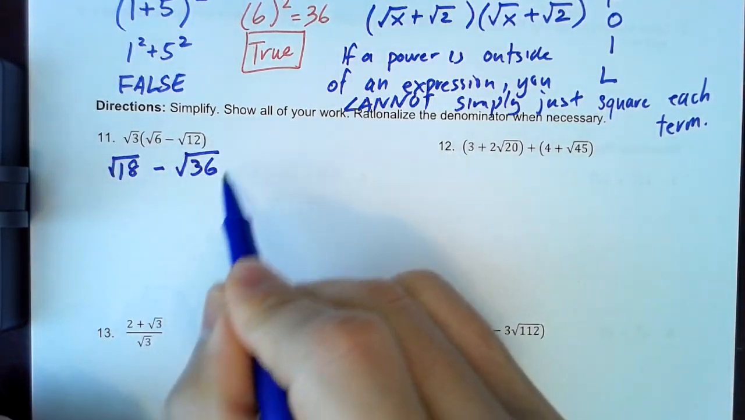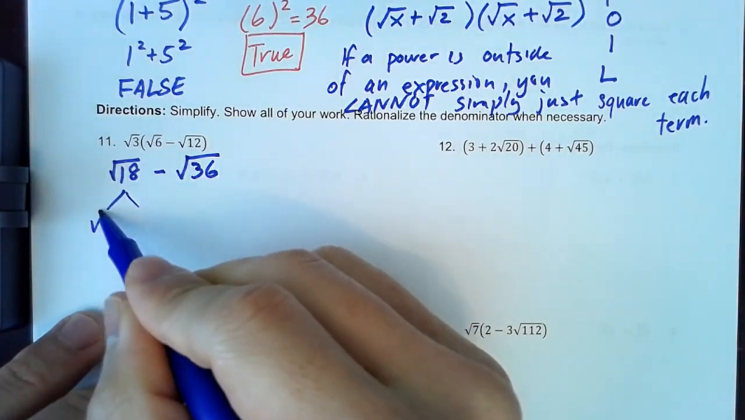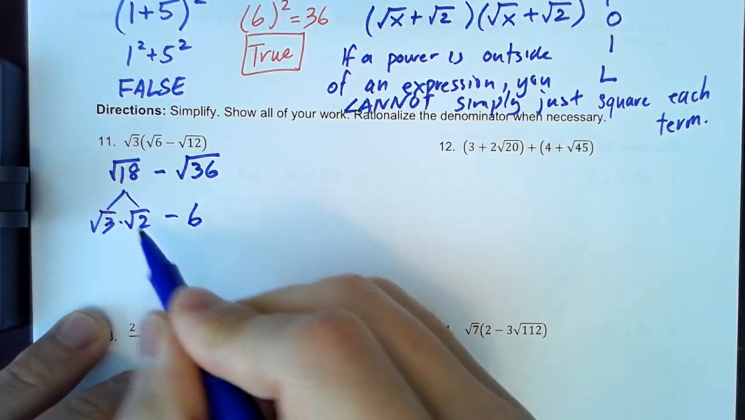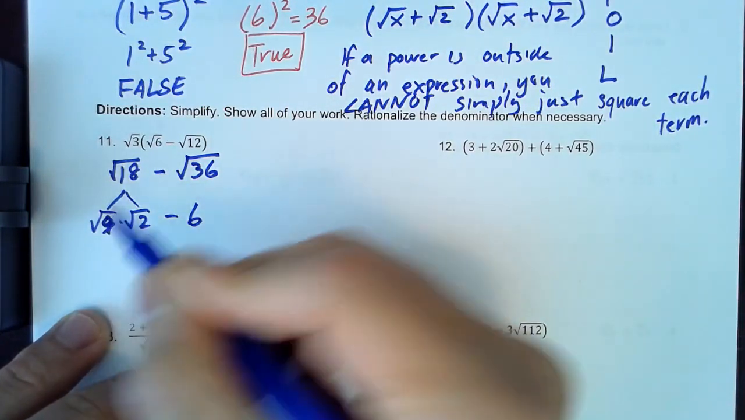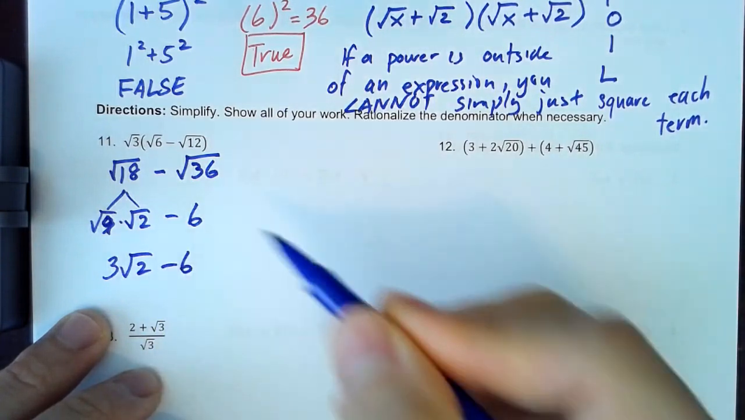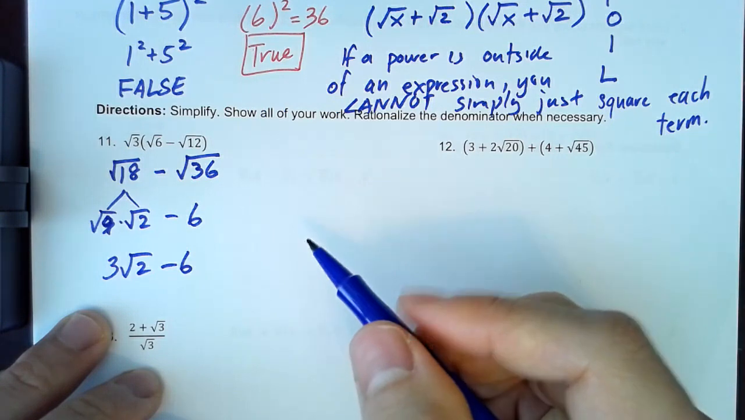This is the easiest because this is a perfect square. So we know that this is the square root of 3 times the square root of 2, and this is simply just 6. Oh, I'm sorry. This is the square root of 9 times the square root of 2. So that becomes 3 root 2 minus 6. You could leave it like that.